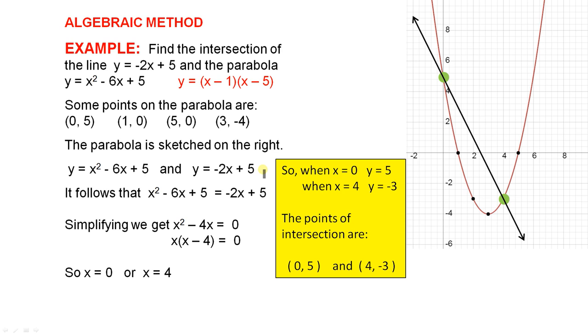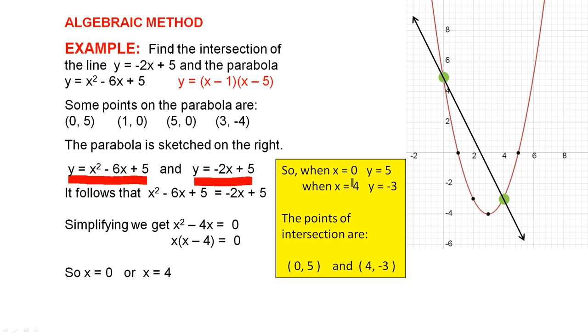Now here are the two equations, y equals x squared minus 6x plus 5 and y equals minus 2x plus 5. From this equation here and this equation here, it follows that x squared minus 6x plus 5 equals minus 2x plus 5. Because they're both equal to y, that means they're equal to each other. When we simplify this equation here, we get x squared minus 4x equals 0, which is x outside of x minus 4 equals 0. So x equals 0 or x equals 4.